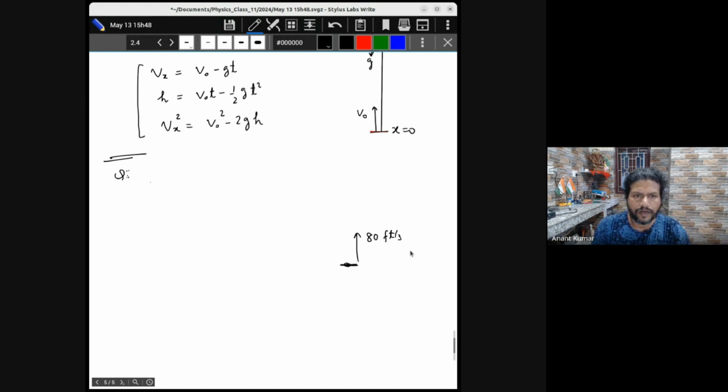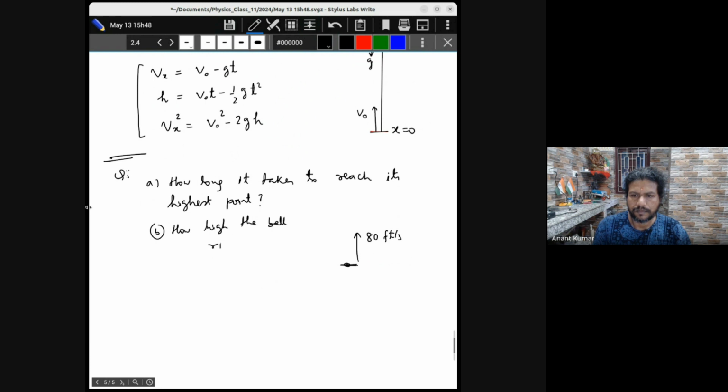The first question to find out is how long it takes to reach its highest point and how high the ball rises. It should not be very difficult to deal with.